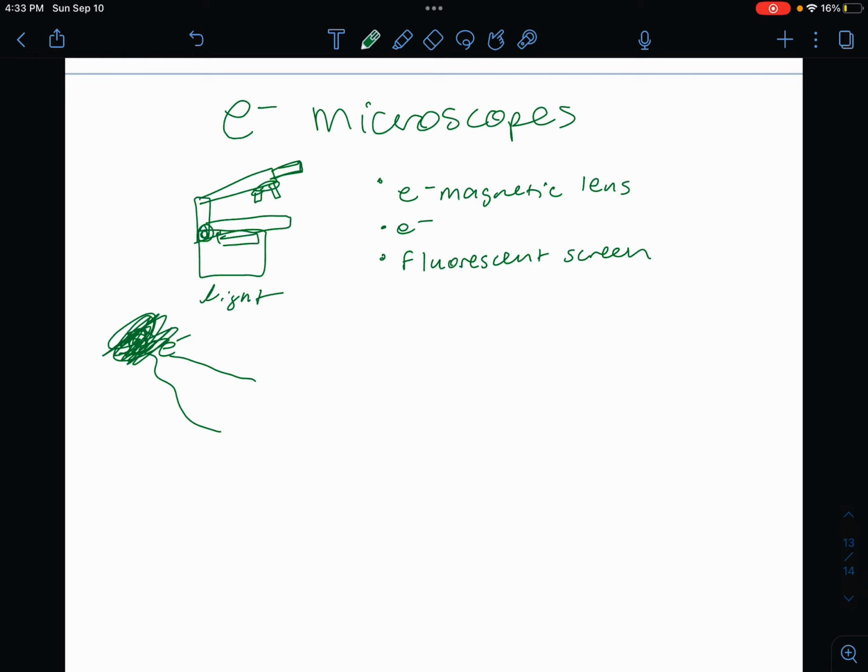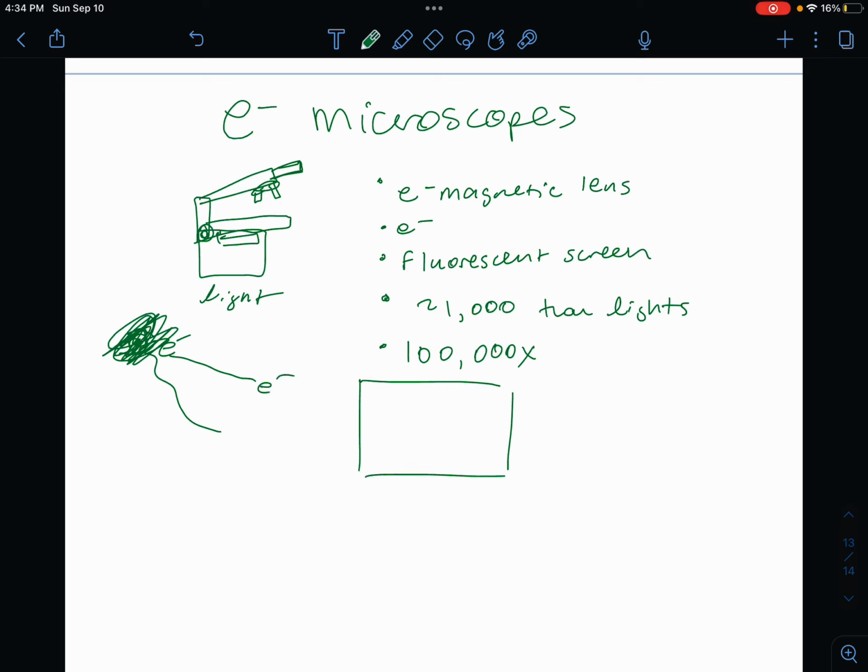And then the wavelength of the electron is about 1,000 times shorter than light's. So that means we're able to magnify images to 100,000 times their actual size. In order to achieve this, there must be a vacuum because we don't want any of these electrons escaping out, as we saw earlier here. So we'll have a vacuum.